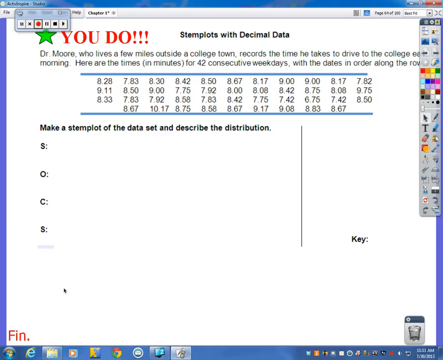So over here, I want you to make your stem plot. And if you look at these, you might notice, hey, I've got three numbers in here. How exactly am I going to make the stem plot? You are allowed to take your data and round it if necessary. I will give you a little hint while you're making this after you watch the video. This 8.28, you may consider calling it 8.3. Just round it to the nearest tenth.